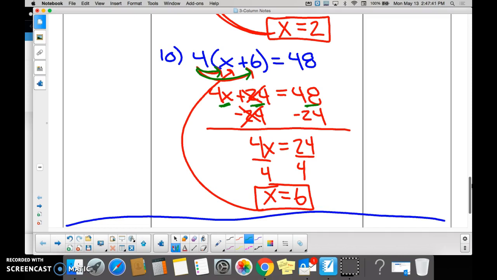Is it? Eyes up here? The addition is the easiest to undo. That's why your eyes are up here.